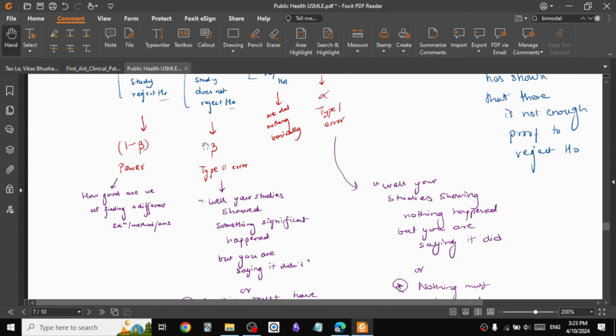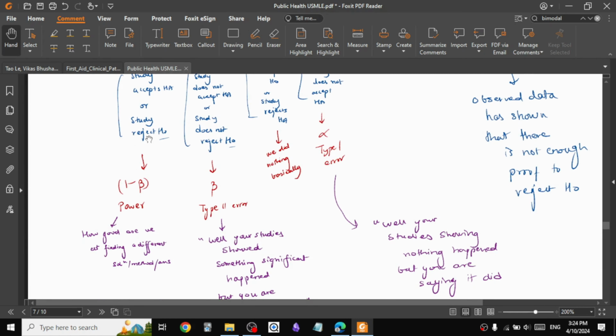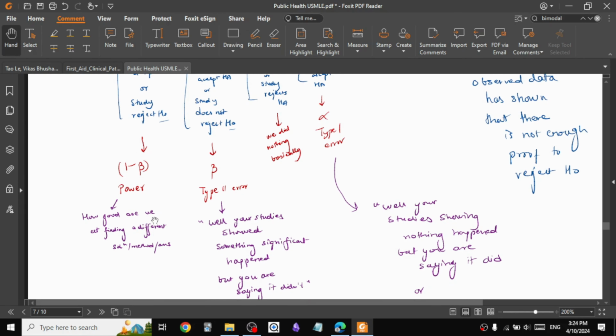That is the beta. And if I just compare power, how do I get power? I take 1 minus beta. So I take the error probability and subtract it, and I get the power, the entire power of the study. And this is good, because if I have a study which accepts HA and rejects H naught, I did my job. I came up with something credible, and it's statistically significant. Okay.